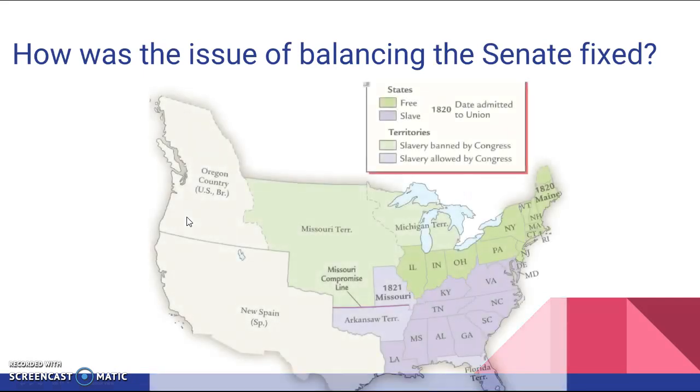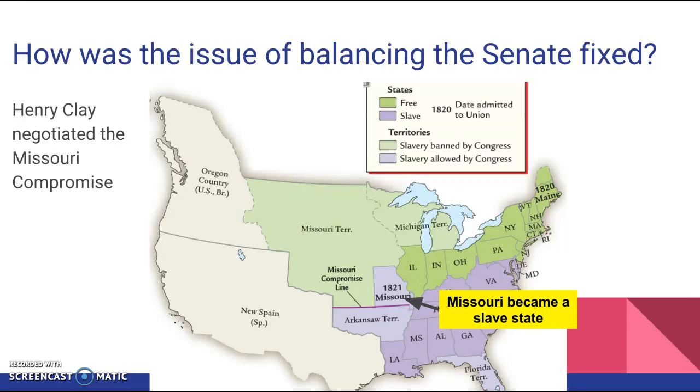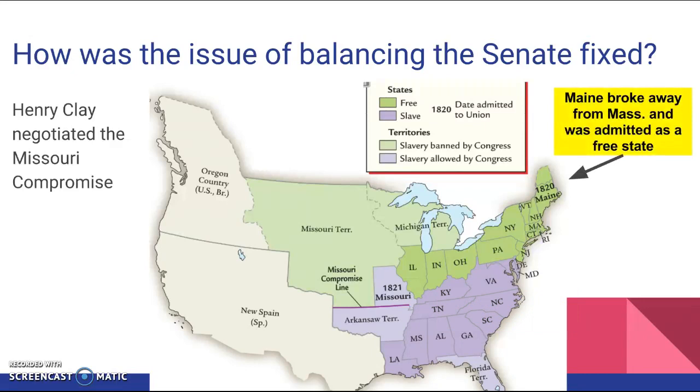So, how was the issue of balancing the Senate fixed? It's actually a really, really quick fix that Henry Clay ends up negotiating, and it's called the Missouri Compromise. So he introduces Missouri as a slave state. Missouri having that big slave population, it's obvious that it'll be a slave state, but he needs to maintain that balance in the Senate. So what he does is he said, okay, we'll have Missouri become a slave state, and we'll introduce another new state, and that'll be Maine. And so Maine is going to break away from Massachusetts, and Maine will be admitted as a free state. That way the balance in the Senate is maintained.